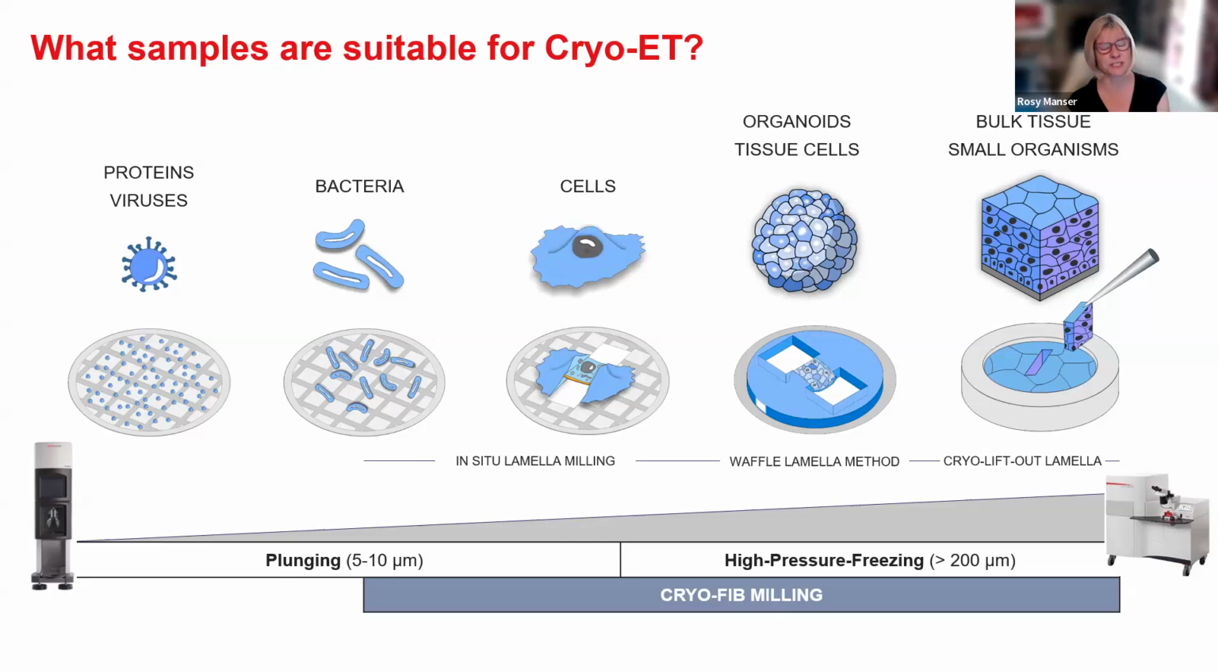You also have considerations about how you freeze your specimen. So as the sample gets bigger, you need to start using high pressure freezing techniques. So the complexity of the experiment increases as you move to the right, but the possibilities for what the experiments can generate also increases. And that's really where we see a lot of our user base starting to increase the usage in tissues, bulk tissues and organoids.